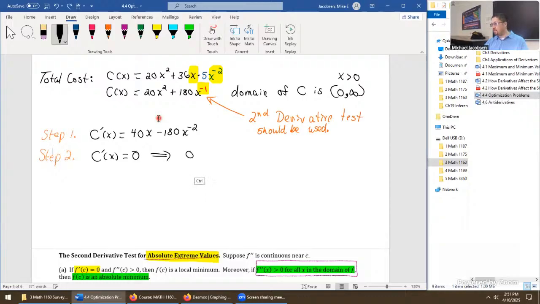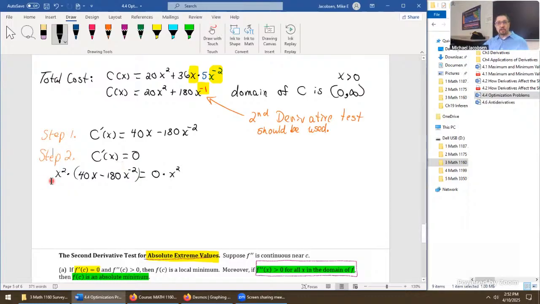Let's write it this way. I'm going to write it below. I think that flows a little bit better. In place of C prime of x, put in 40x minus 180 x to the power -2, and now it's set to 0. One way to solve this equation could be to just multiply both sides by x squared. So here's x squared multiplying on the left, x squared multiplying on the right.